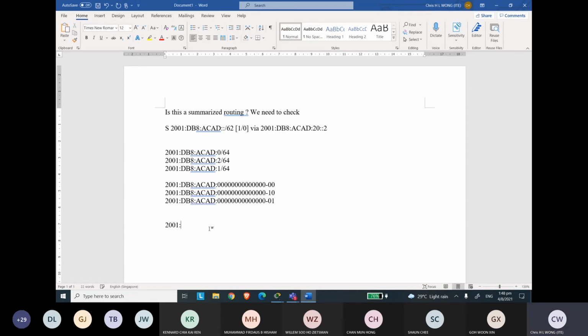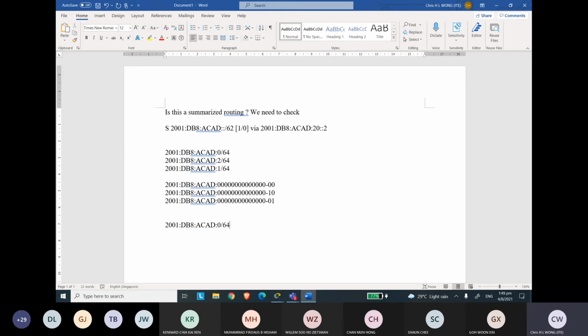2001:DB8:ACAD: So until here, they're all the same, right? The last one, you must put a 0, because for the last one I just put 1 will do. But the thing is, you cannot put /64 anymore, because you cannot put oblique 64 like that.